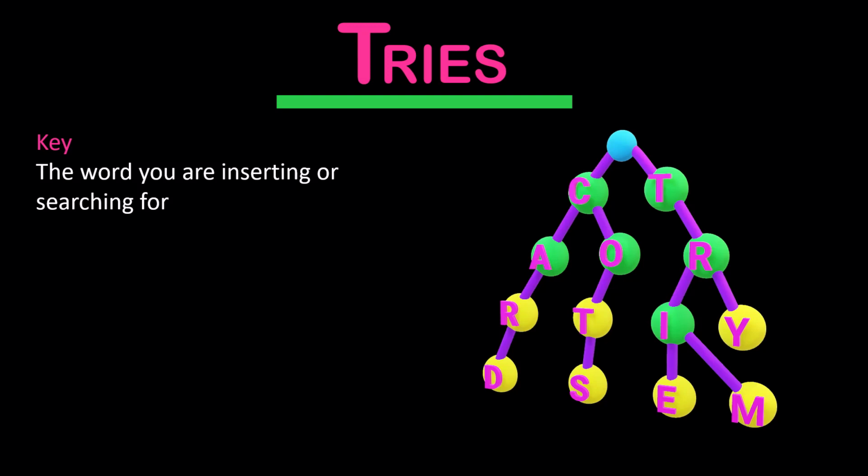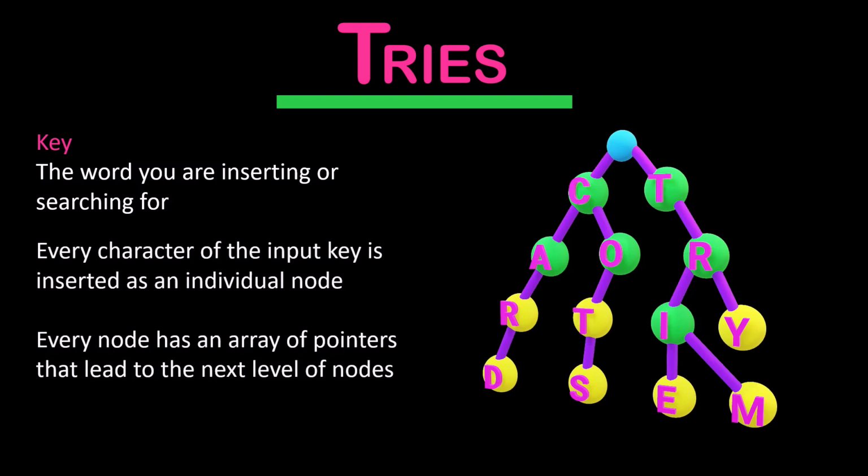Throughout this tutorial, you'll hear me use the word key somewhat interchangeably when talking about words or strings. That's because when you're discussing a try, a key refers to the word that you're inserting or searching for. In addition, each character of the input key is inserted as an individual node in the try, and every node has an array of pointers that lead to the next level of nodes. And if that doesn't make sense yet, I promise it will in a second.